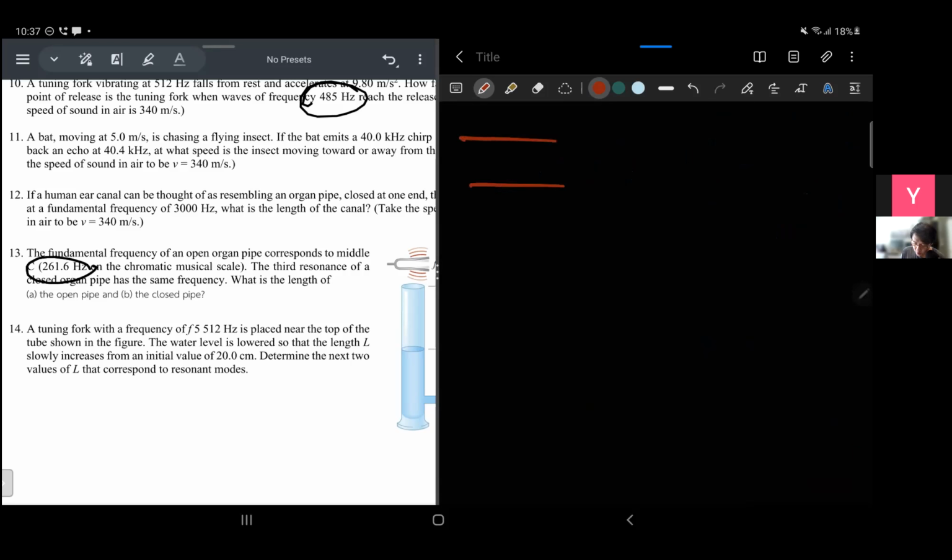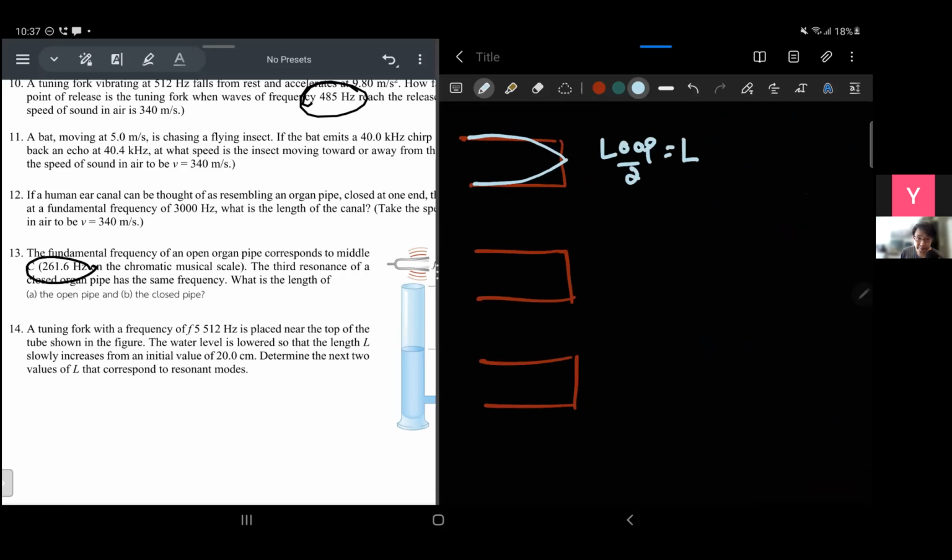So here, one open, one closed. Let me draw 3 cases here. You start from the simplest one right here. And that is half of a loop. A loop over 2 is equal to the length of the pipe. But each loop is lambda over 2, so it's lambda over 4 equal to L. So in this case, the frequency will be v over lambda, and that will be v over 4L. You guys with me so far? Okay, so this is your fundamental frequency, and that's your first resonance.